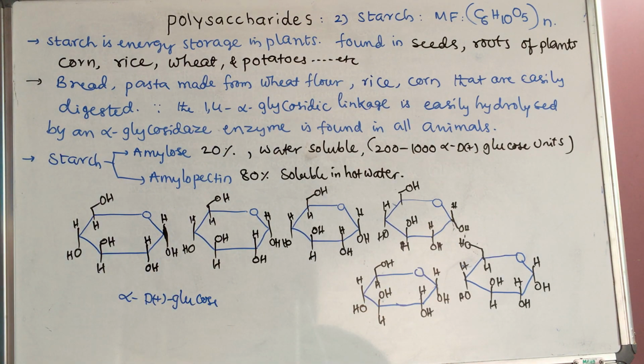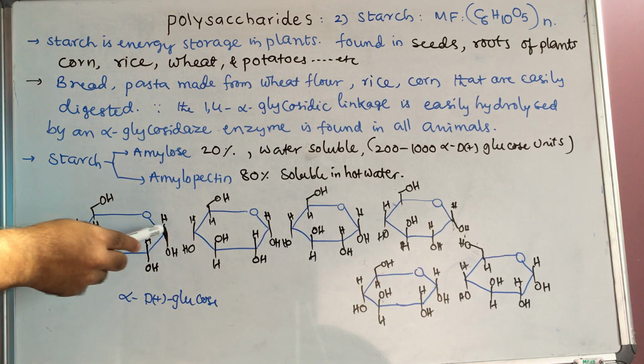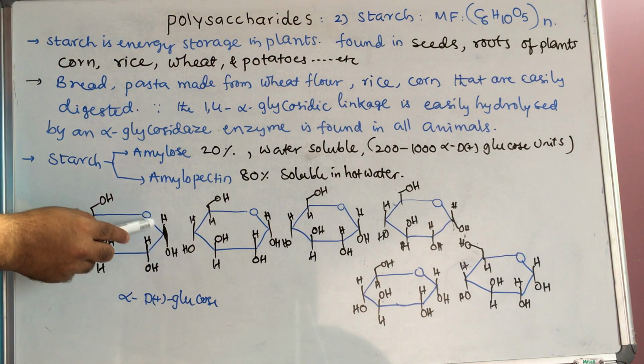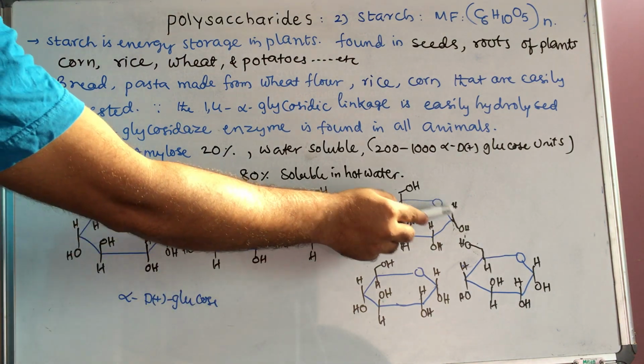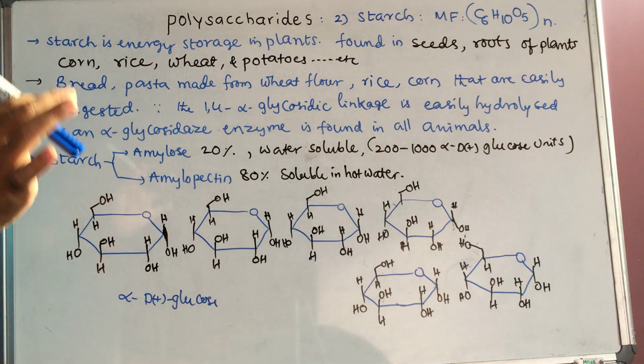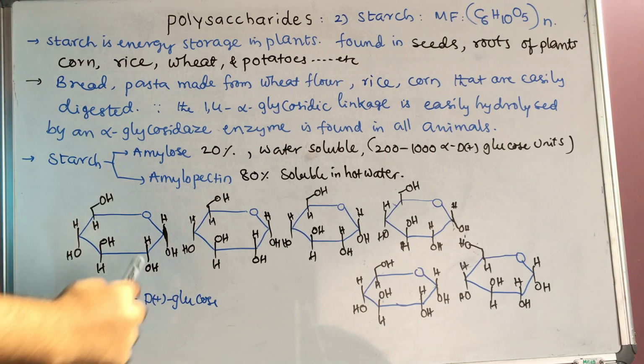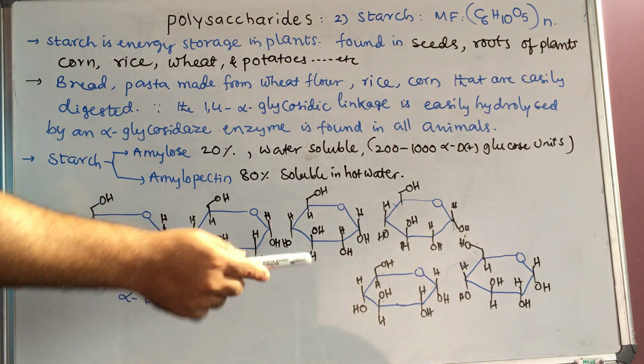Alpha means what? The hydroxy group on the anomeric carbon should be opposite to the cyclic oxygen. All are opposite to the cyclic oxygen. Observe here, all are opposite. So I just separately represented an alpha D glucose unit. What the exact polymer is, I will discuss later.